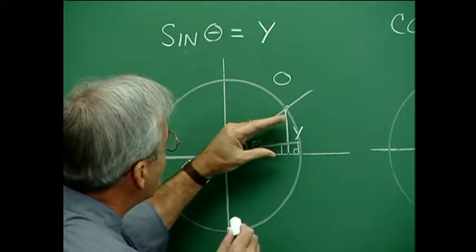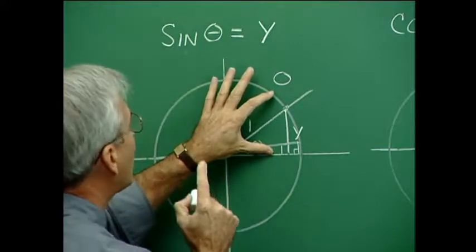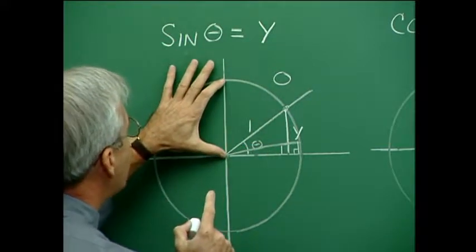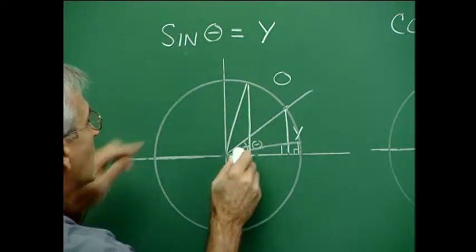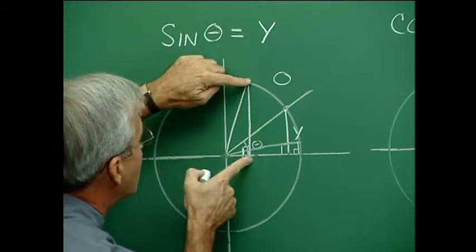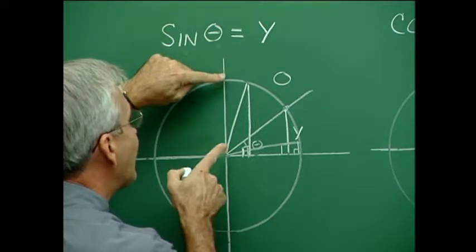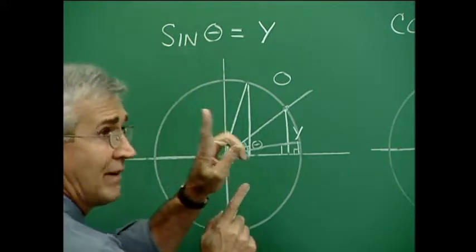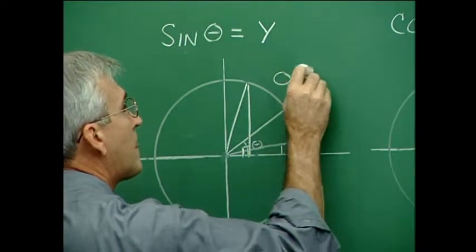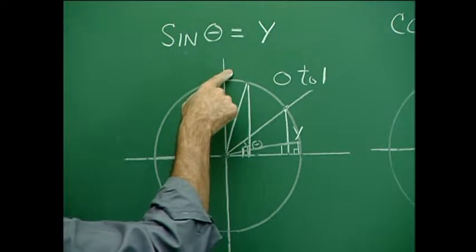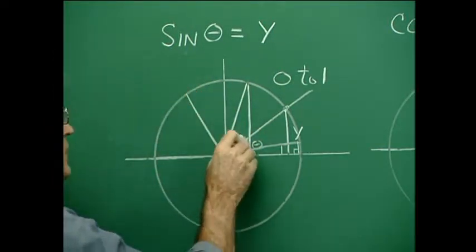And then as theta gets larger, larger, larger, the value of y gets bigger, bigger, bigger, and therefore the sine of theta is getting bigger, bigger, bigger. But how big can it get? Well, it gets right up here, in this neighborhood, you see, this y starts to approach 1, and when we get to 90 degrees, it's exactly 1. And so the value for sine theta, that is the value of y, is changing from 0 to 1 in the first quadrant. Okay, 0, 1.